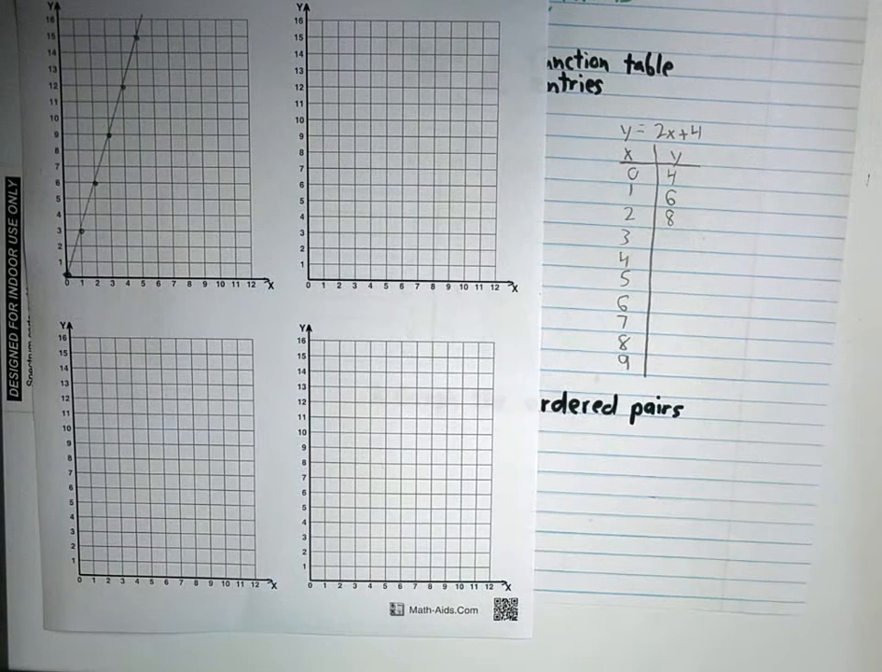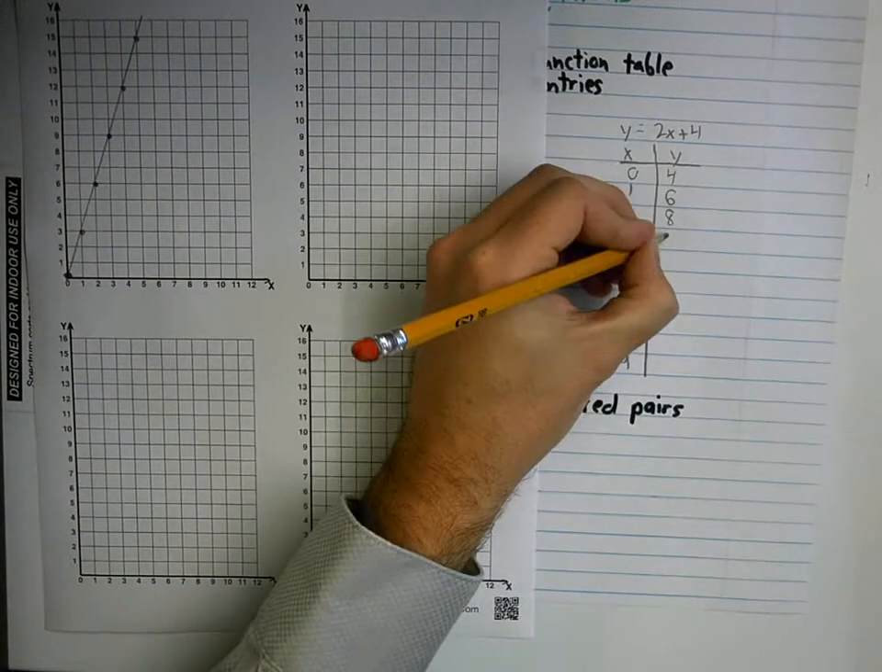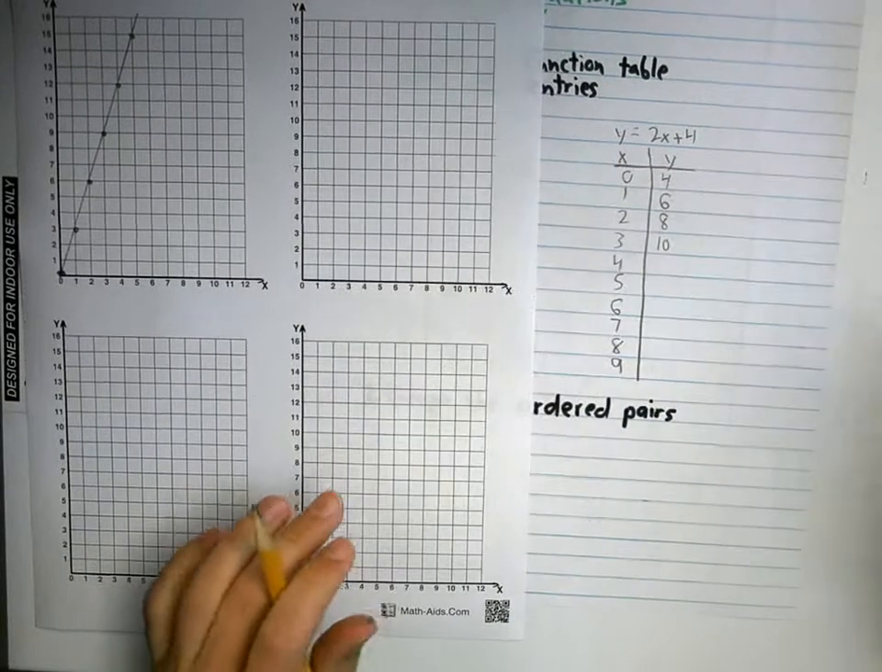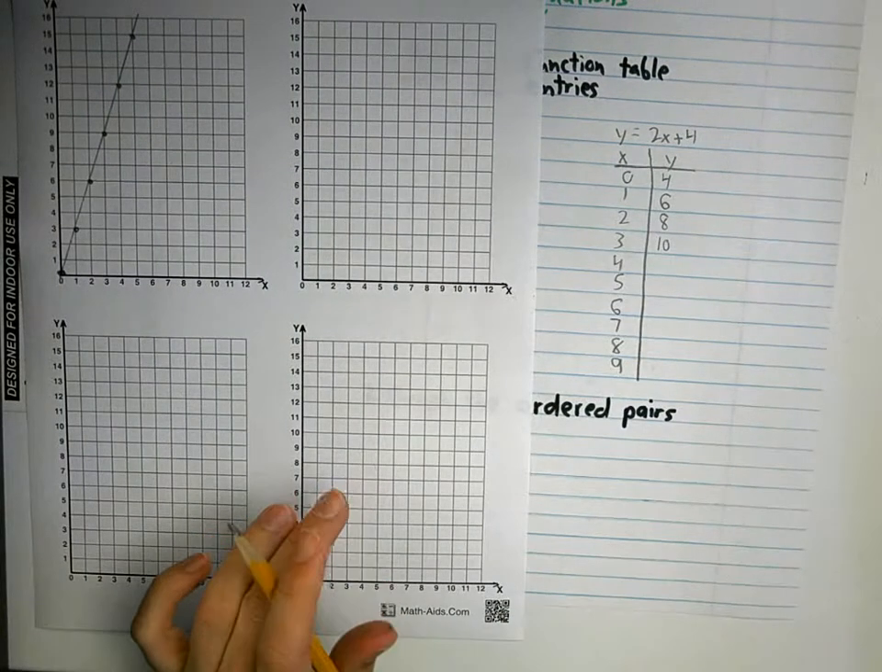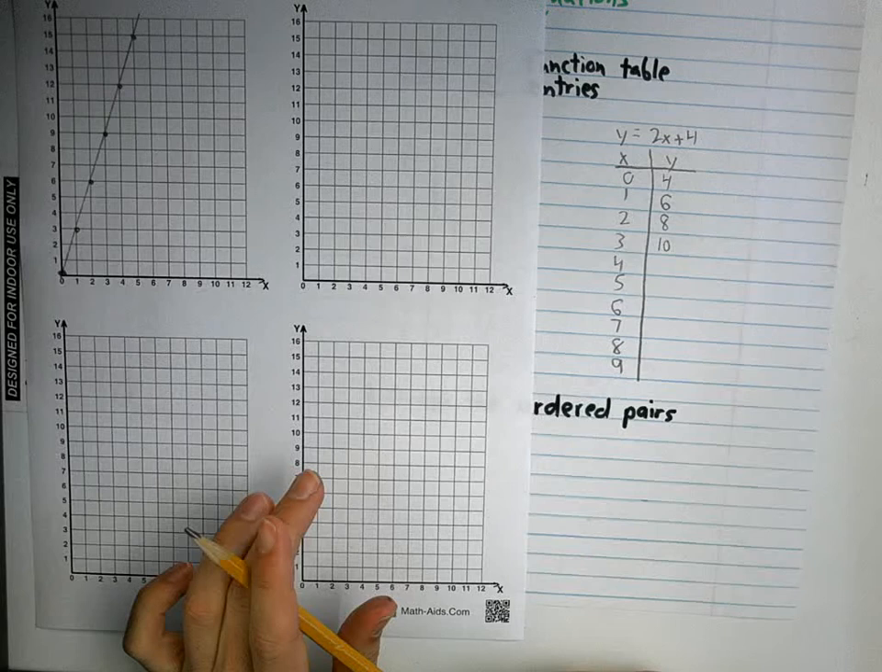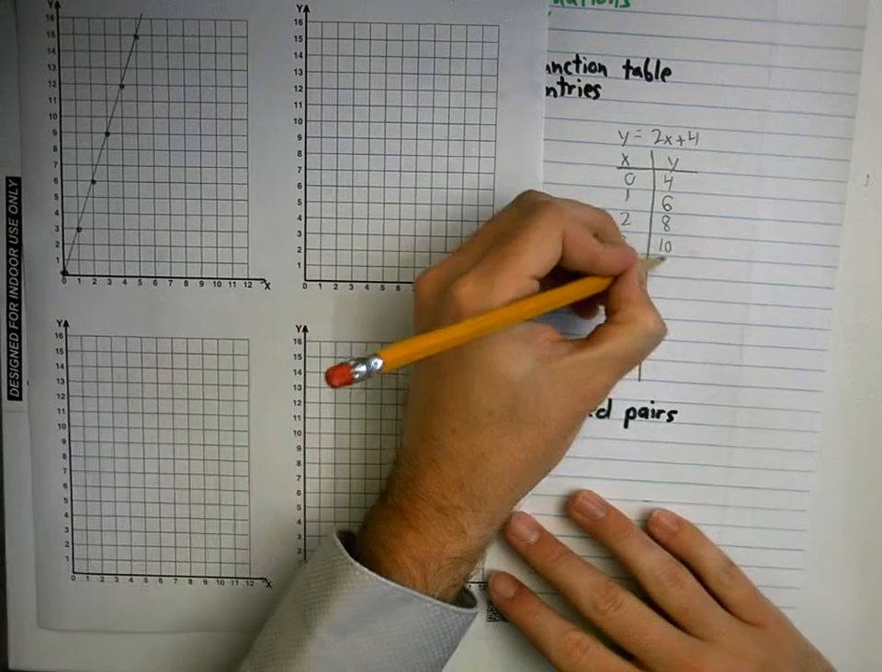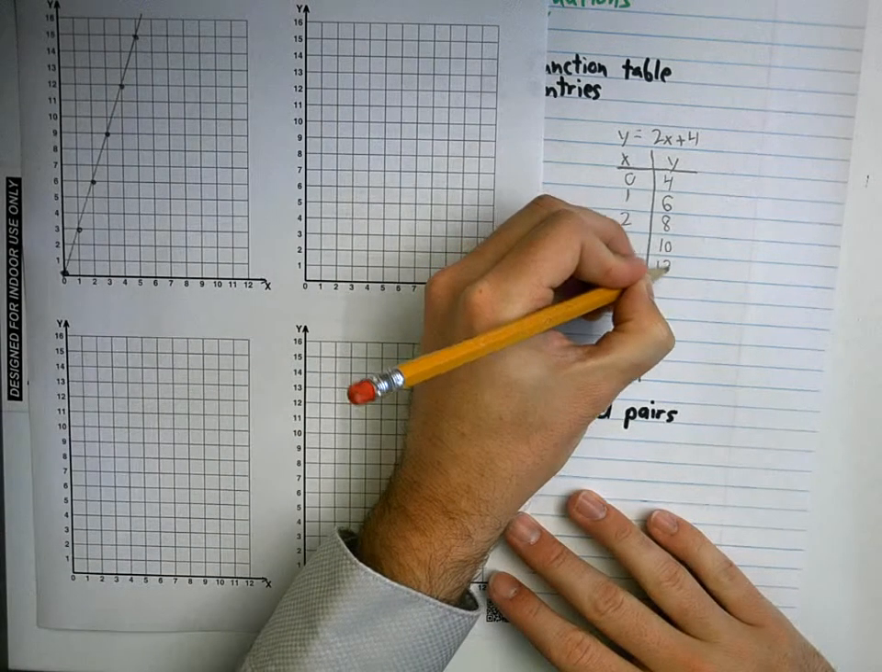3 times 2 plus 4. What is it? 10, because 3 times 2 is 6 plus 4 is 10. Looks like we have a pattern coming, huh? Look at the pattern. What's my 4 going to be? Eli? 12. 2 times 4 is 8 plus 4 is 12.